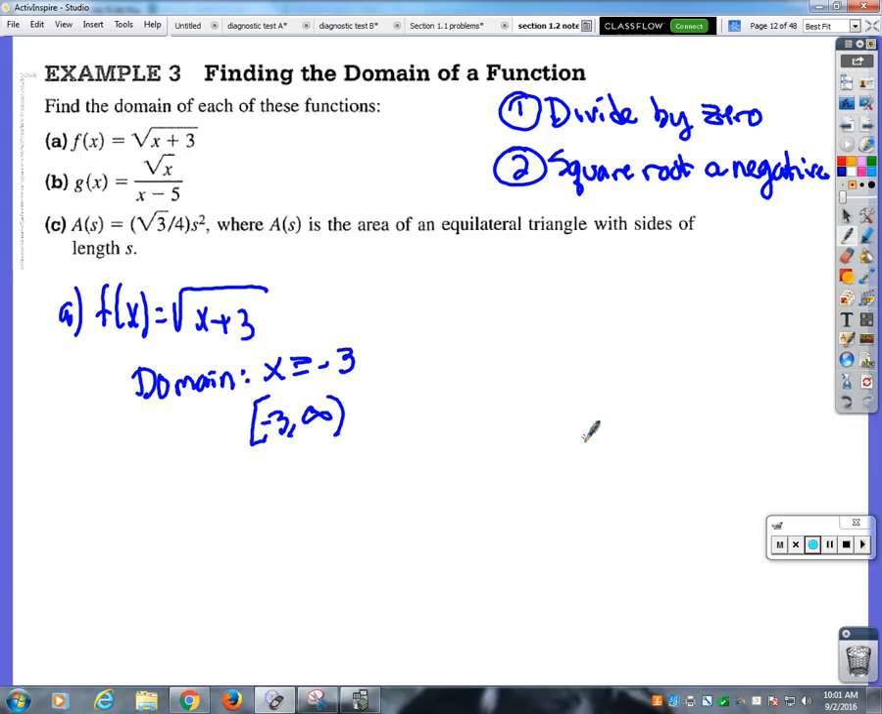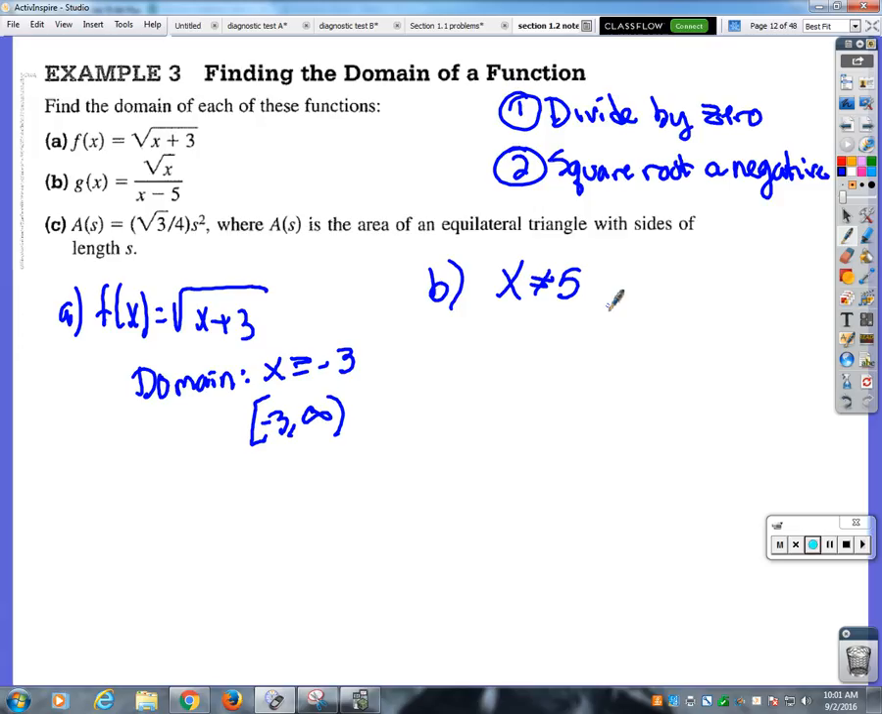All right, so how about B? I've got two issues there now because I have a square root and I am dividing. What's our domain, what do we have going on there? X can't equal 5, because 5 minus 5 is 0, and we can't divide by 0, so that's no good.